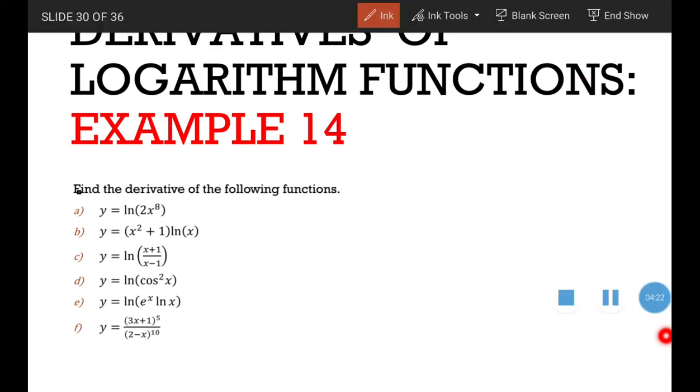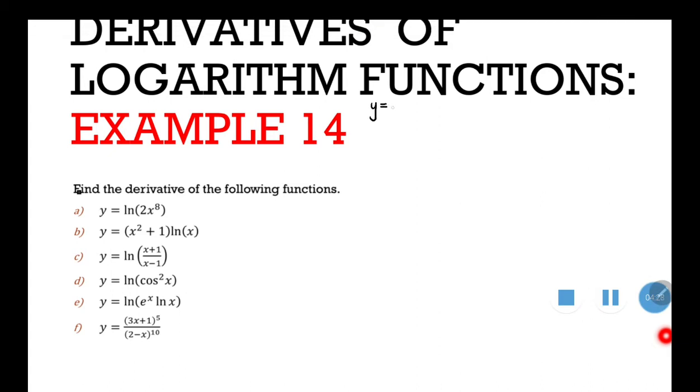So now, B is y equal to x squared plus 1 times ln x. Looking at this equation, you can see how many functions? There are 2 functions, which are x squared plus 1 and ln x. So when you have 2 functions multiplied together, what formula should you use? Class?